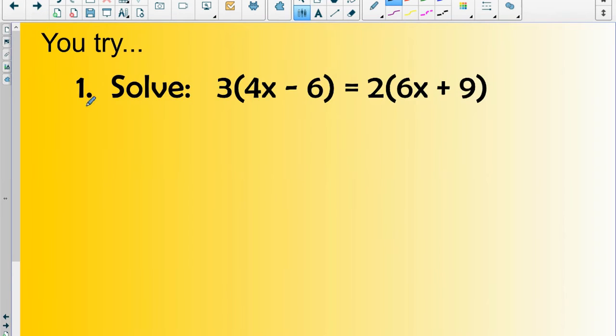So let's take a moment to practice solving a multi-step equation, but also incorporating this idea of a special equation. Okay, so what I'd like you to do is go ahead and pause the video and try this on your own. See how far you get.